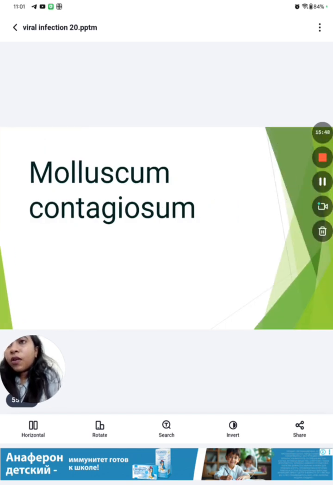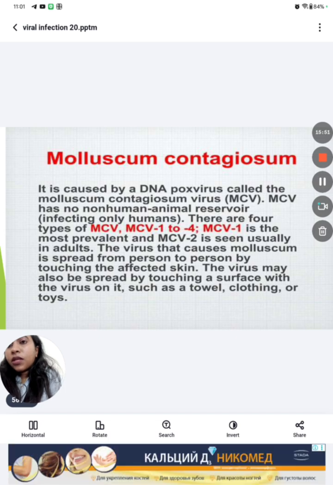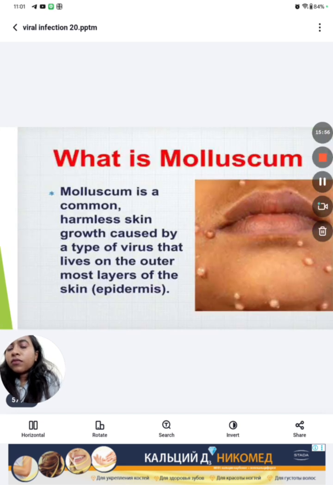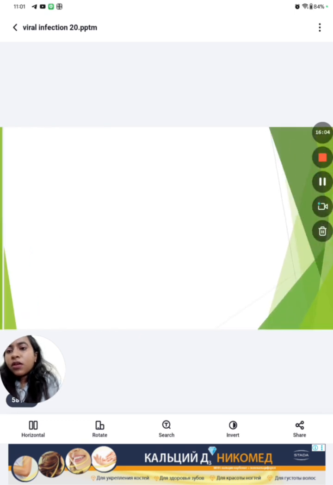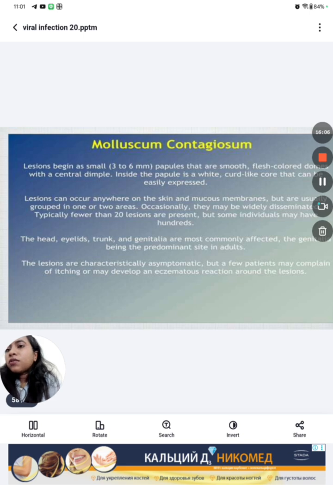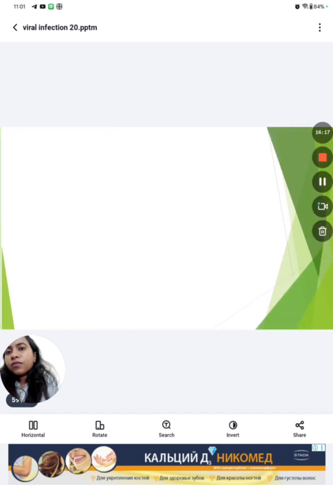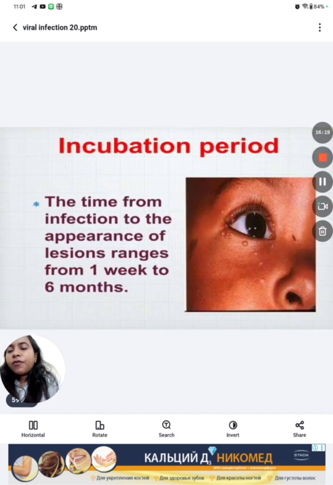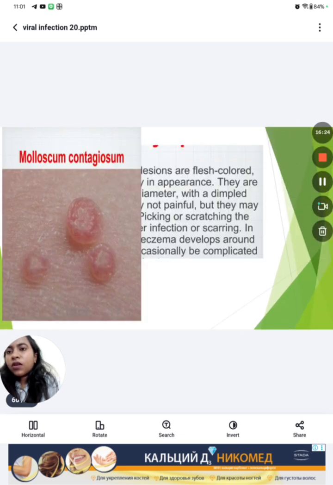Moving to MC, molluscum contagiosum. It is caused by the DNA poxvirus, which is called molluscum contagiosum virus, MCV. It's a common harmless skin growth caused by a type of virus that lives on the outermost layer of the epidermis. The lesions are typically 3 to 6 mm papules that are smooth, flesh-colored domes with a central dimple or some central umbilicated forms. The time from infection to the appearance of the lesions ranges from 1 week to 6 months.